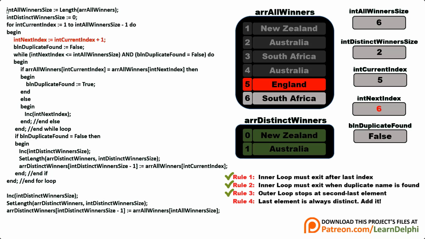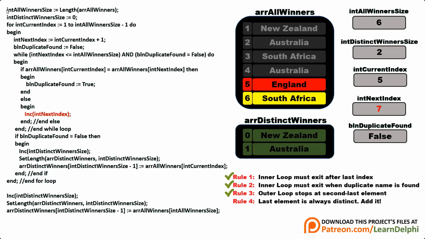Then the next index is set to 6. The boolean is set to false. Then we enter the while loop again. The if statement checks if the name in index 5 matches the name in index 6. England and South Africa do not match. The if branch ends and you enter the else branch again.